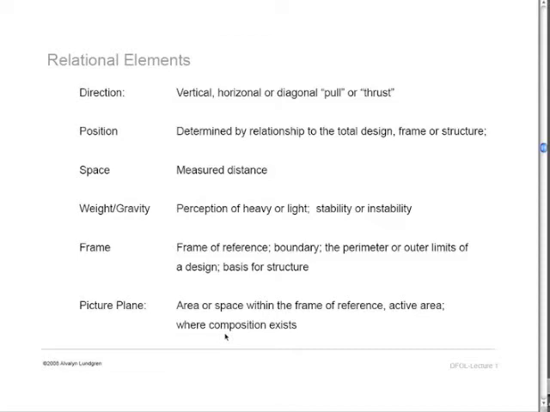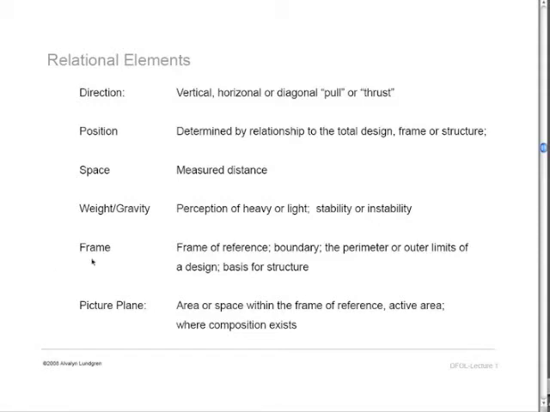Space is measured distance, so space is also relational as well as formal. So we understand we've got space here, and that's measured, but it's different than this space. Weight and gravity are perceptions in two-dimensional design. The idea of certain shapes being more weighty, certain colors being more weighty than others is a means by which we will balance things in a design. Weight tends toward the idea of stability or instability, balance, imbalance, or unbalance.